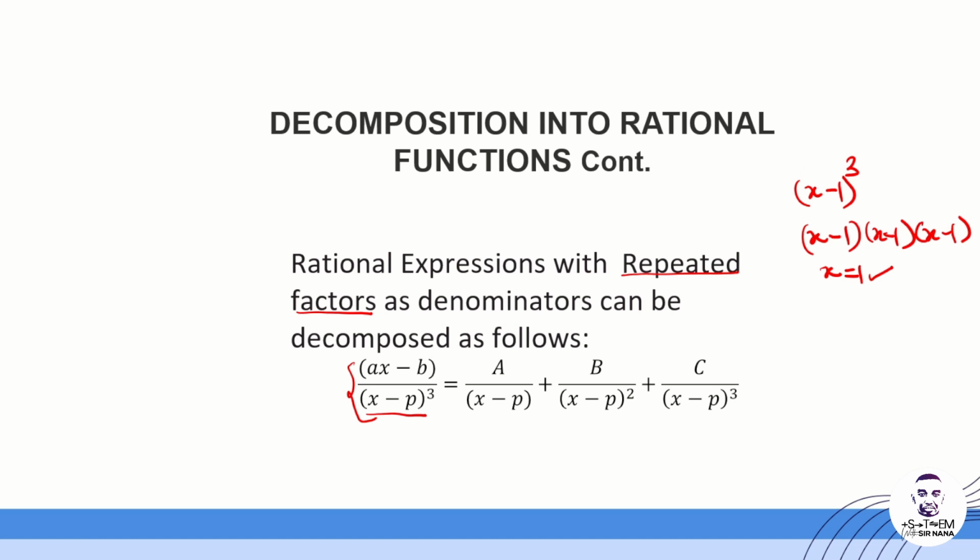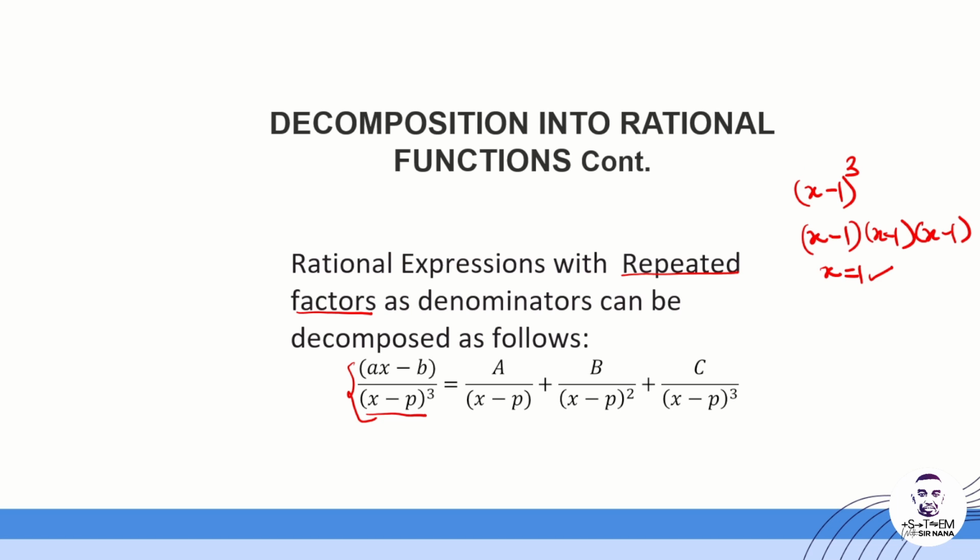So in that case, what we must do is that we write A all over x minus p. In this case, x minus p all cubed, so A all over x minus p. Then plus B. The next one, we go to x minus p all squared. So it's like we are climbing. Then plus C all over x minus p all cubed.